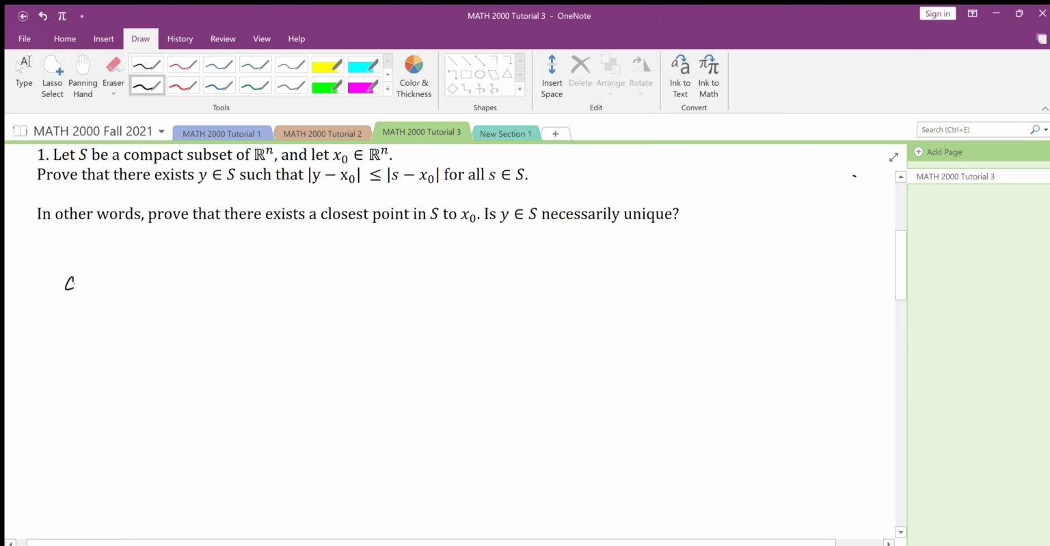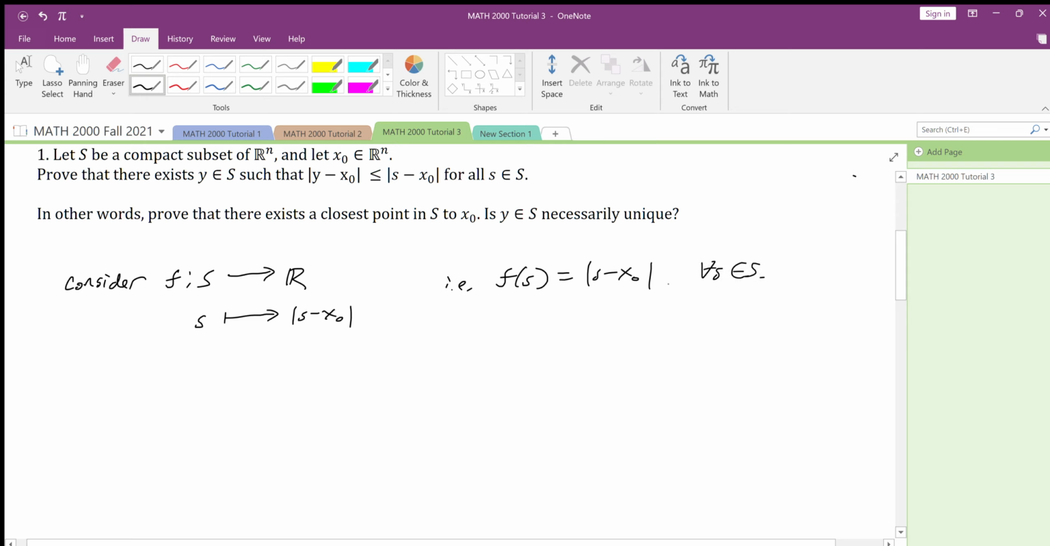So consider f, where the domain of f is S, and the codomain is the real values. We define it like this. In other words, this is an alternate way of writing it: f of s is equal to the norm of s minus x naught for all s in S. So we consider this function, and the first thing we observe about this function is that it's continuous.